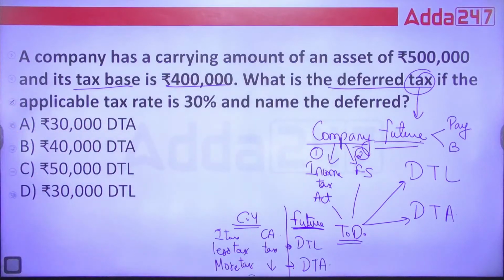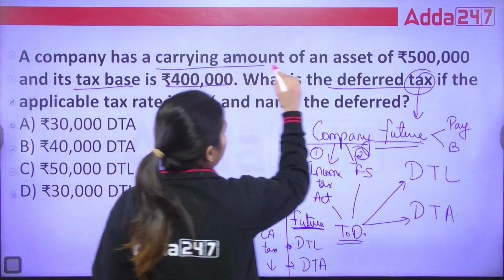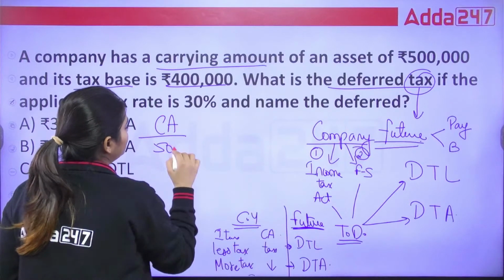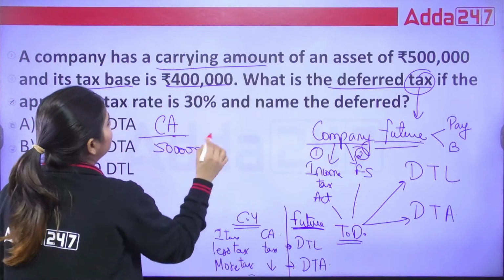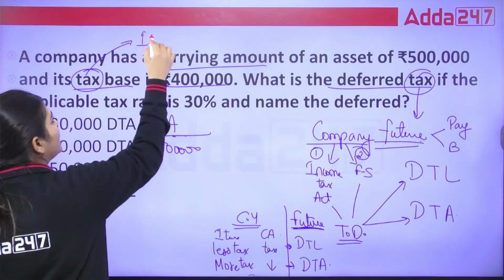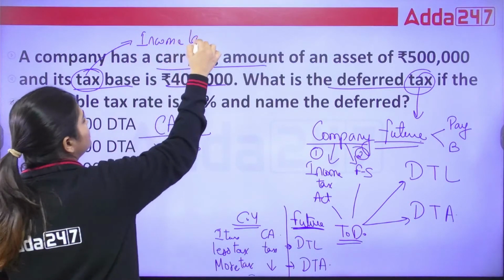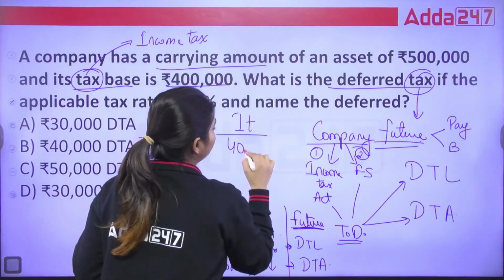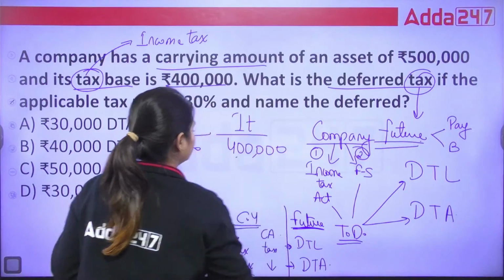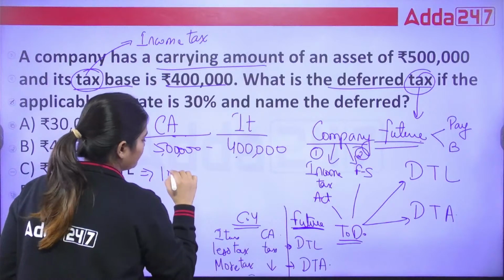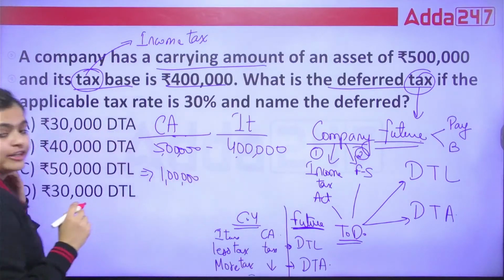Okay, chaliye, let's solve this question now. In this, you have the carrying amount of an asset, 5 lakh. So this is your value as per the Companies Act. And tax base, as you can see from the name tax, is your income tax amount. So as per income tax, what is your amount? That is 4 lakh. So what is the difference you are seeing in this? Of 1 lakh. A 1 lakh difference you are seeing.